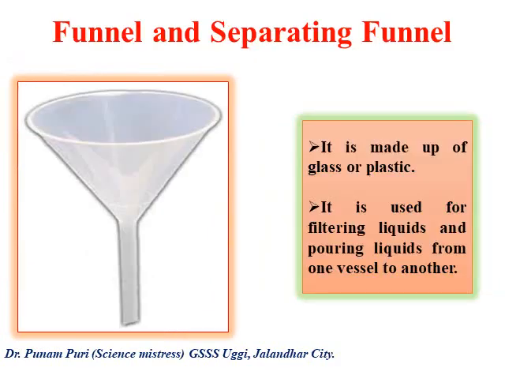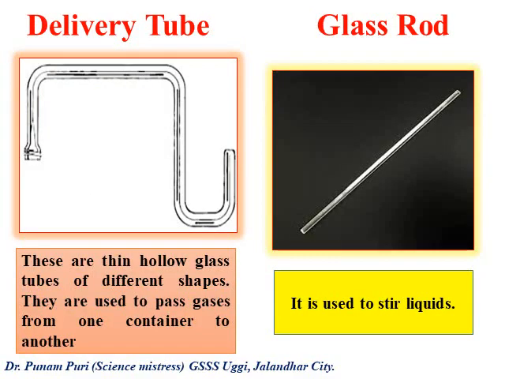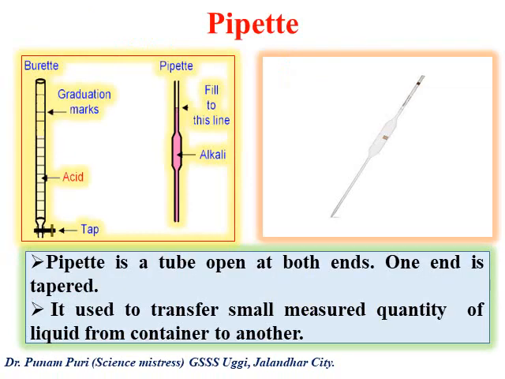Funnel and separating funnel. It is made up of glass or plastic. It is used for filtering liquids and pouring liquids from one vessel to another. Delivery tube and glass rod. Delivery tube. These are thin hollow glass tubes of different shapes. They are used to pass gases from one container to another. Glass rod. It is used to stir liquids.